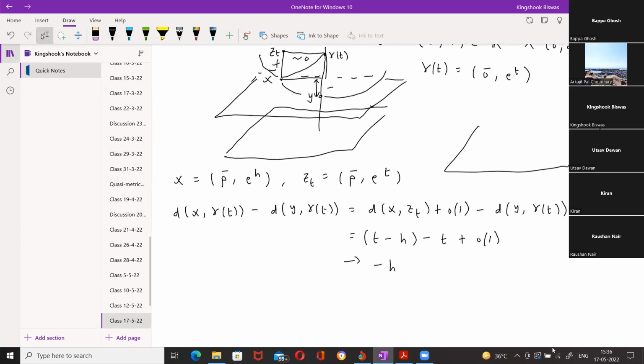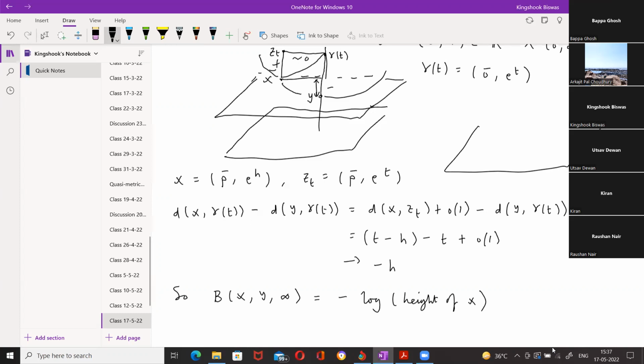So the Busemann function b of x, y, xi is equal to minus the log of the height of x. Is this clear?